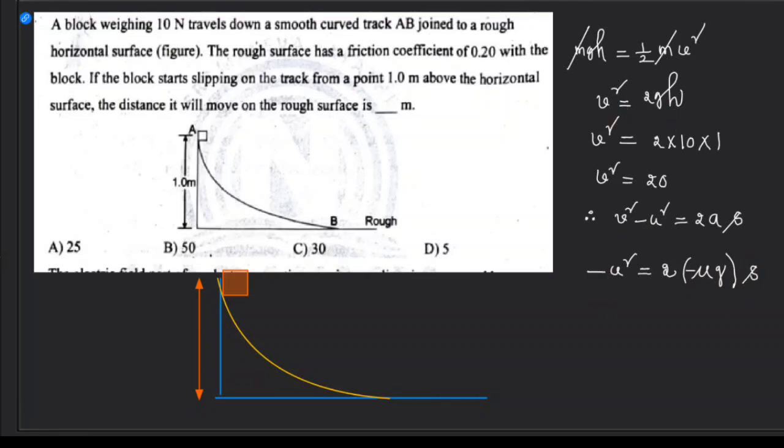So what is this u square value? 20, clear. Minus 20 will be equal to 2 into minus mu into g. So 20 into mu, how much? Mu is 0.2 into s, right. So this minus 20 gets cancelled. This s is equal to, right, what is s here? That can be written as 5 meter. S will be equal to 5 meter. So that is the only thing that you need to understand. Hope that's clear for everybody.